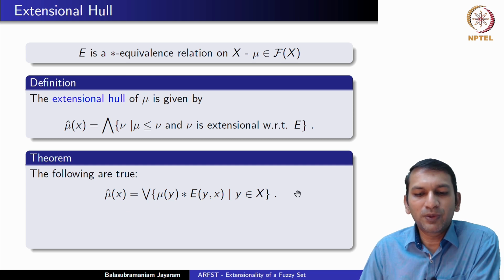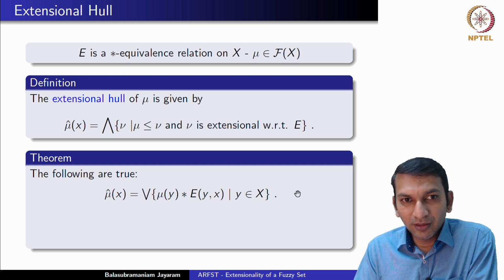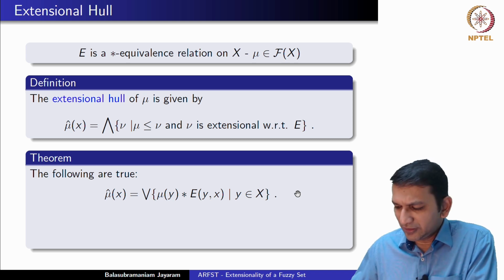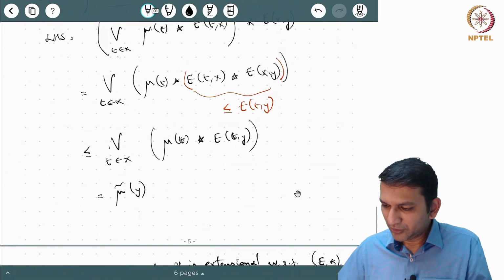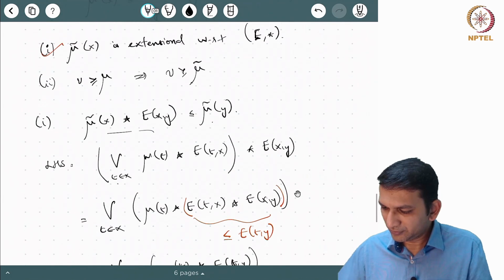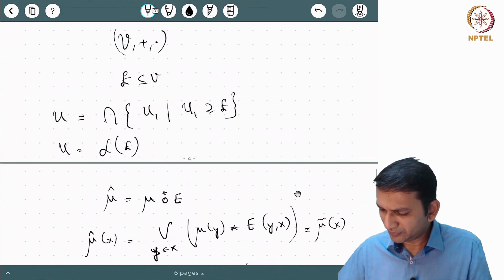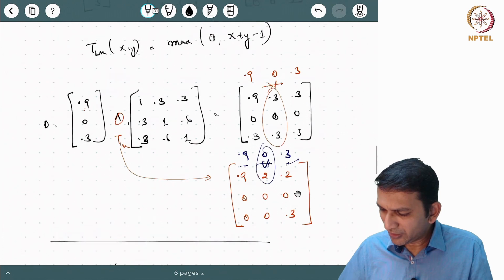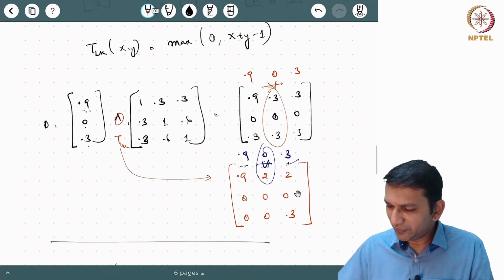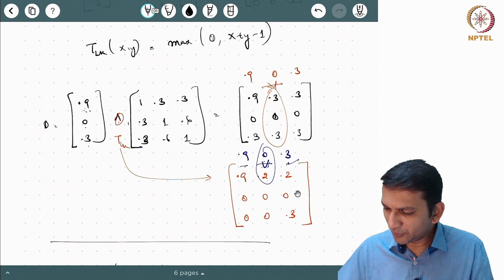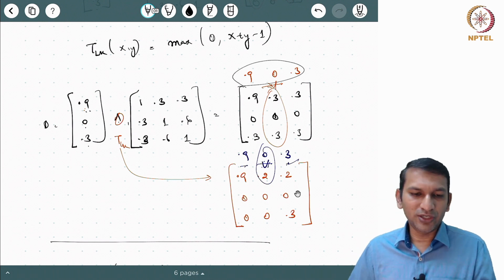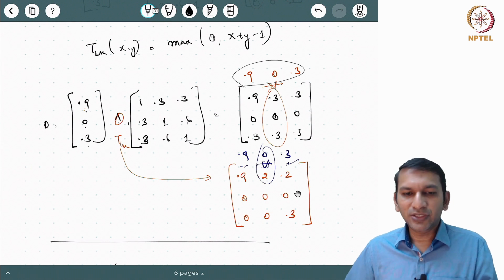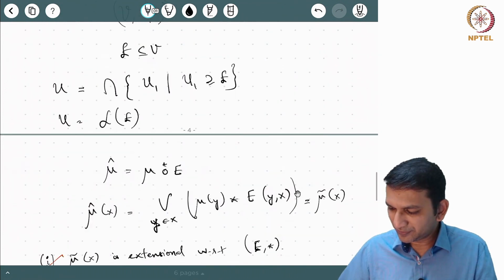and this is how we obtain the corresponding extensional fuzzy set. So let's work this out. We saw that 0.9, 0.3 with respect to EM and min was not transitive, because it is 0. It was not extensional. Now let's find the extensional hull of this with respect to the same relation.